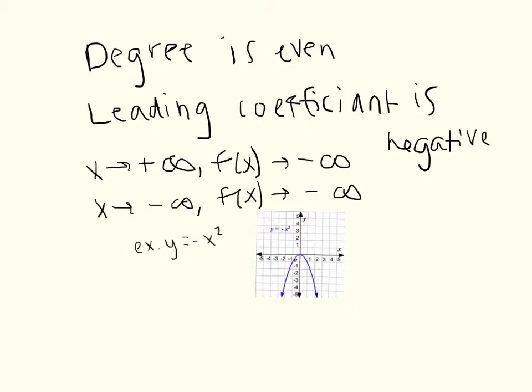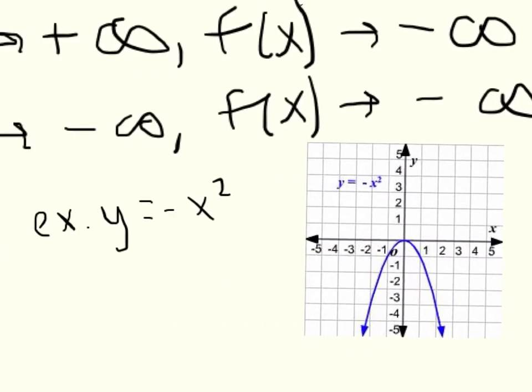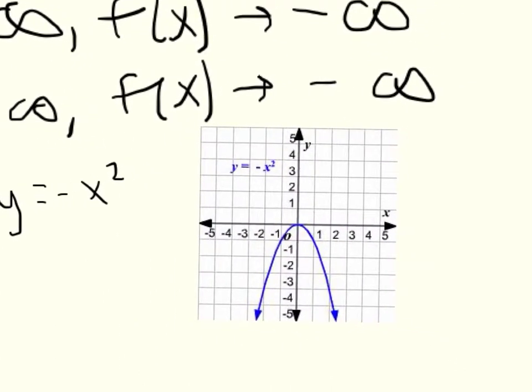And an example of this is y equals negative x squared, and this is the graph of negative x squared, and both arms are reaching negative infinity.